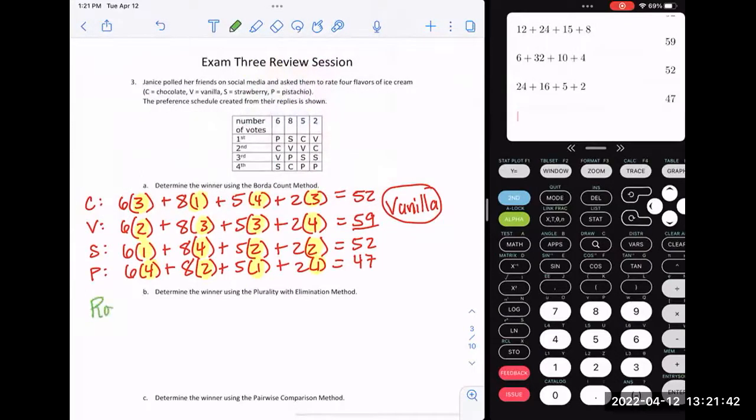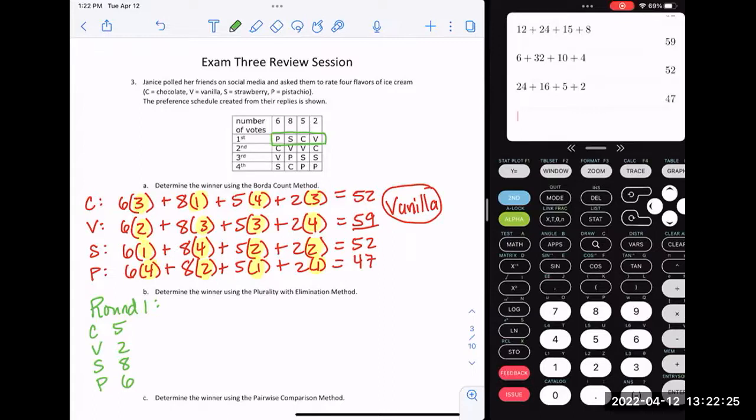So I would call this round 1. And for round 1, all I'm going to do is just look at the first place votes, right? I'm just looking at that first row, and I'm going to tally up the votes for each candidate. So in this case, my candidates are chocolate, vanilla, strawberry, and pistachio. And I can see that chocolate has 5 votes, vanilla has 2, strawberry has 8, and pistachio has 6 first place votes. And so if a candidate has a majority, then right now we're done. We don't have to go to round 2.